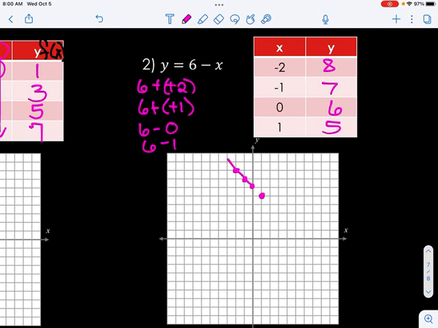I take that, I connect my line. And then at that point, I just draw my arrows on the ends, and there's my linear relationship. And that is what we talk about with linear functions.